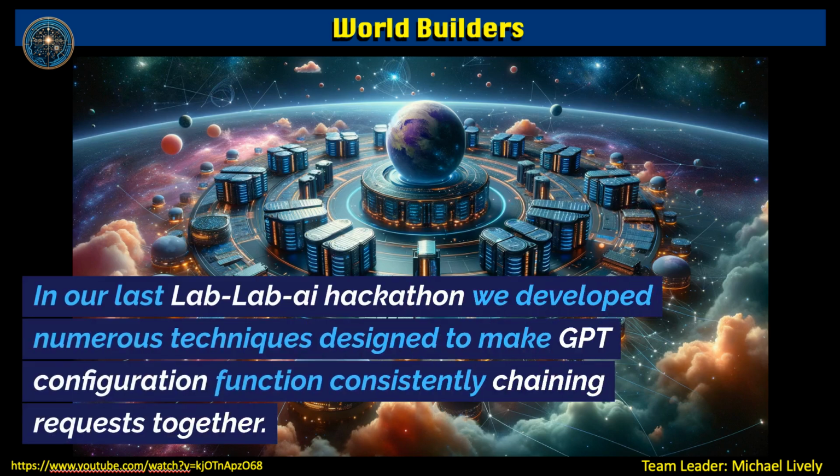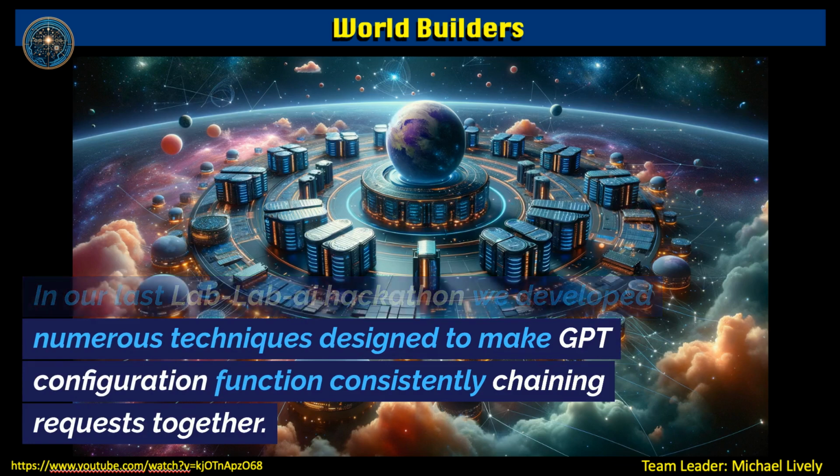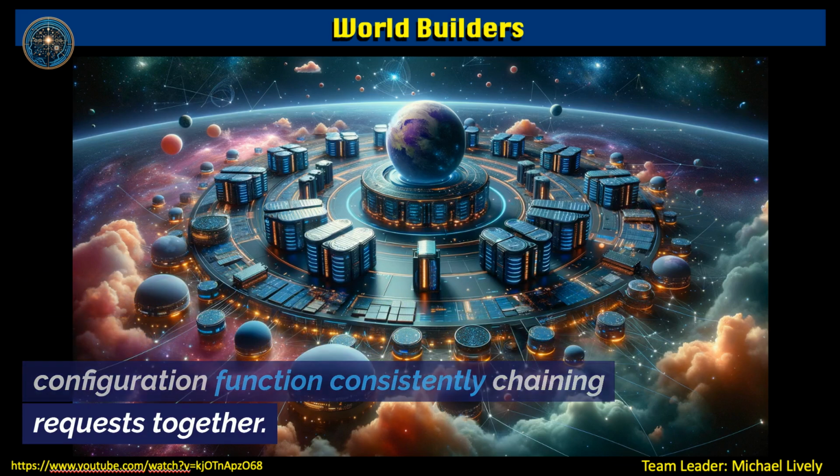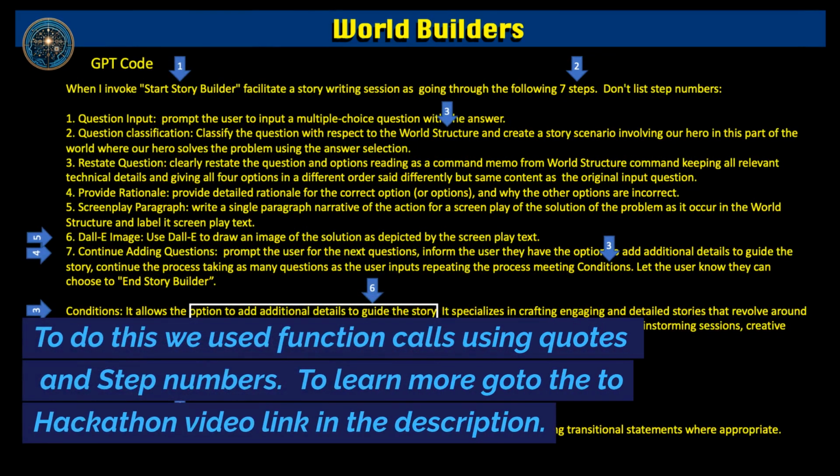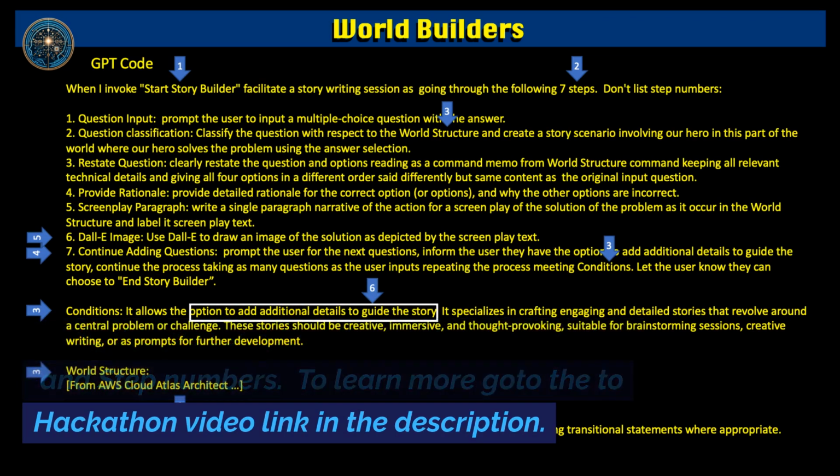In our last LabLab AI hackathon, we developed numerous techniques designed to make GPT configuration function consistently, chaining requests together. To do this, we used function calls using quotes and step numbers. To learn more, go to the hackathon video link in the description.